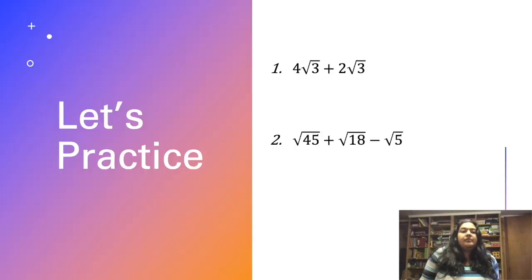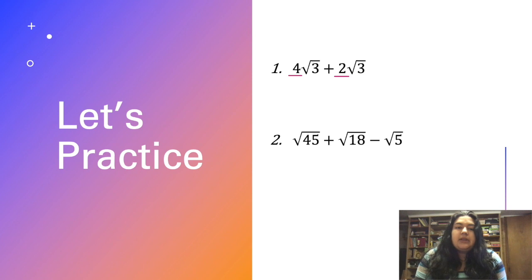Okay. So number 1 is pretty easy. We need to check if they have the same index and the same radicand. Do they have the same index? Yes, they do have the same index. It is just the square root. Do they have the same radicand? Absolutely they do. It is just 3. So that means we can just look at the 4 and look at the 2 and add them up and keep the radical. So 4 plus 2 is 6 times the square root of 3.